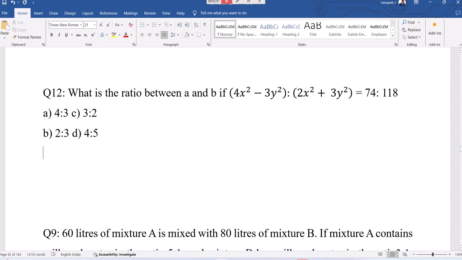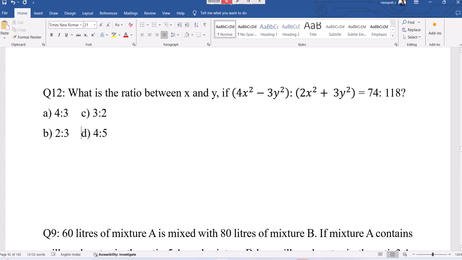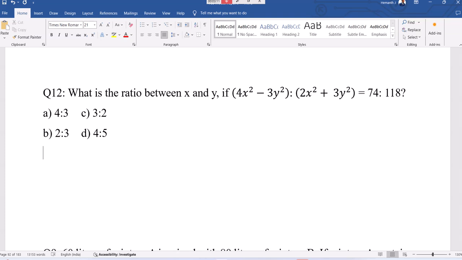Right, it's actually the ratio between x and y that is required. They have given x and y there. A and B are not there. So what is the ratio between x and y? If 4x square minus 3y square, all these are there, we should calculate with respect to the x and y ratio.